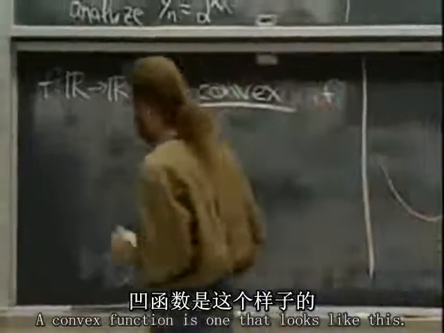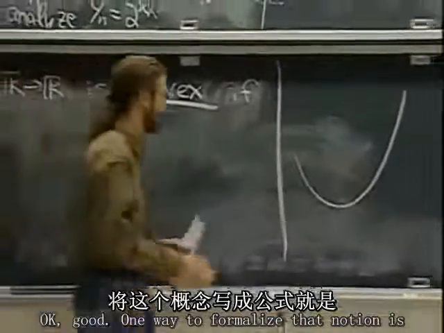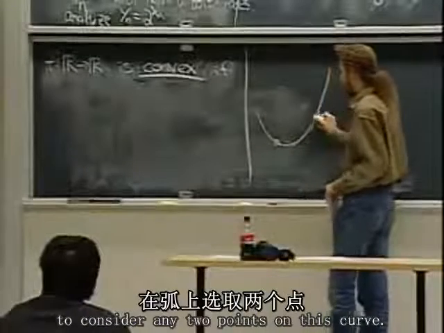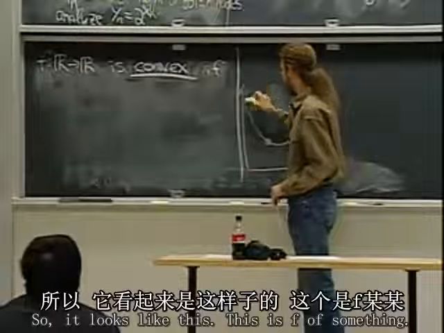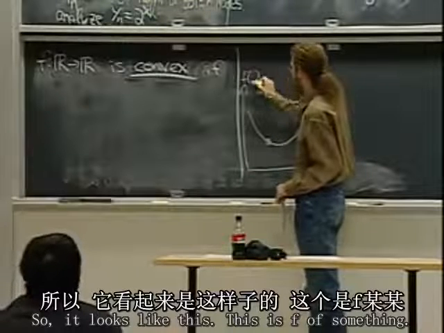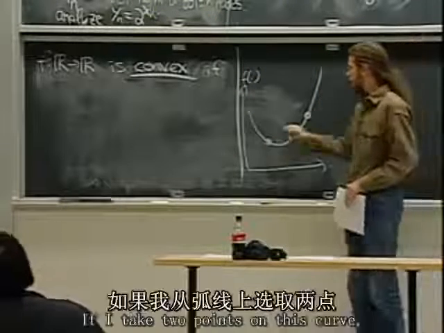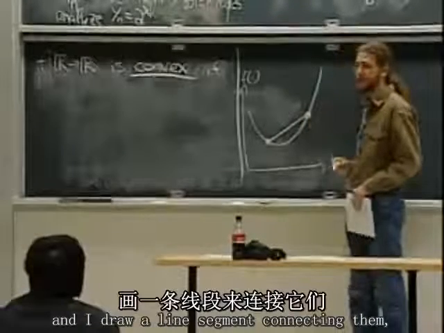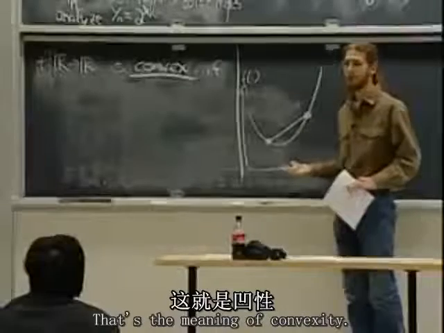A convex function is one that looks like this. Okay, good. One way to formalize that notion is to consider any 2 points on this curve. So I'm only interested in functions from reals to reals, so it looks like this. This is f of something, and this is the something. If I take 2 points on this curve, and I draw a line segment connecting them, that line segment is always above the curve. That's the meaning of convexity.